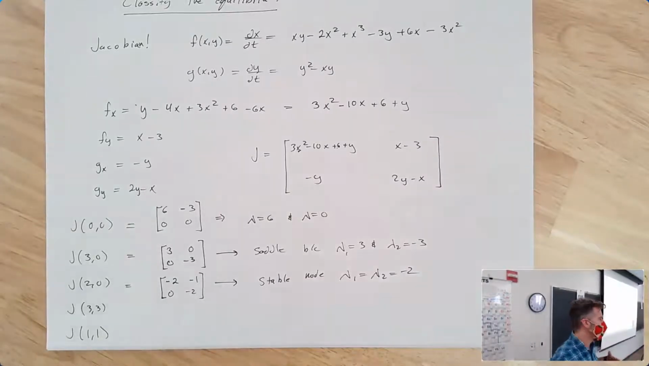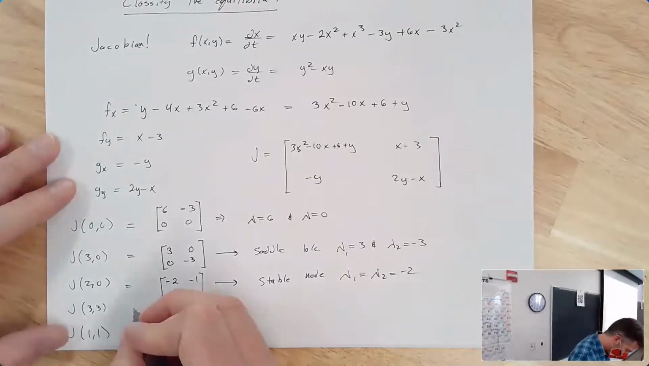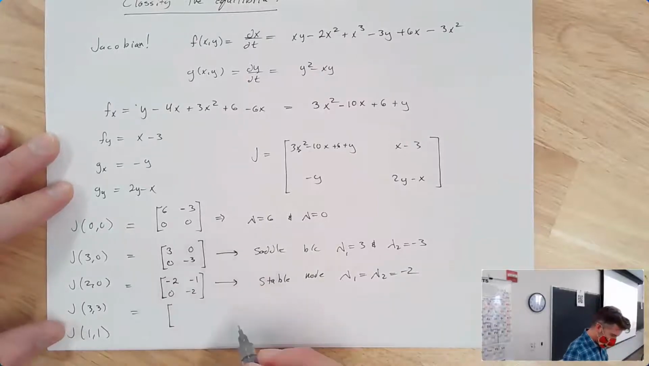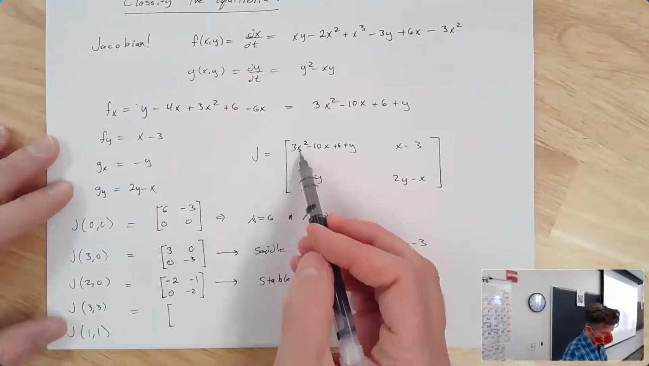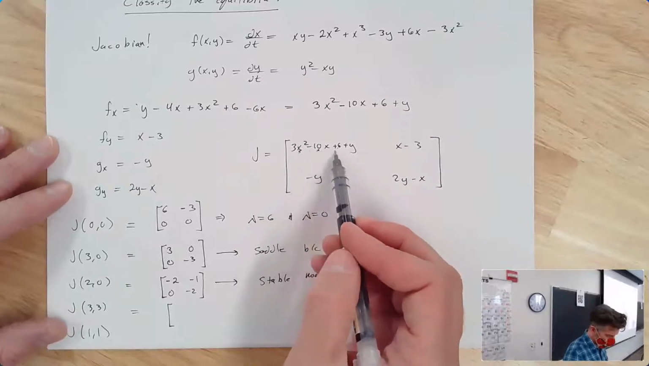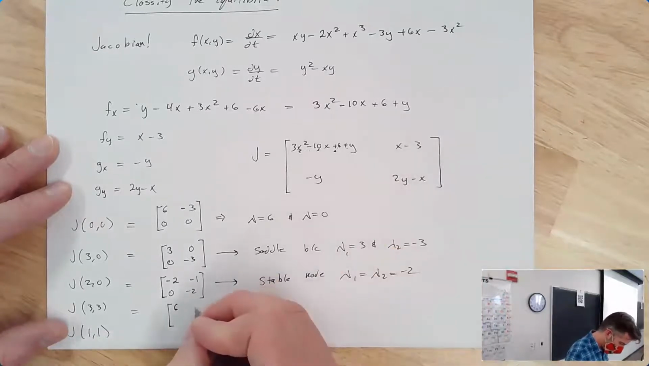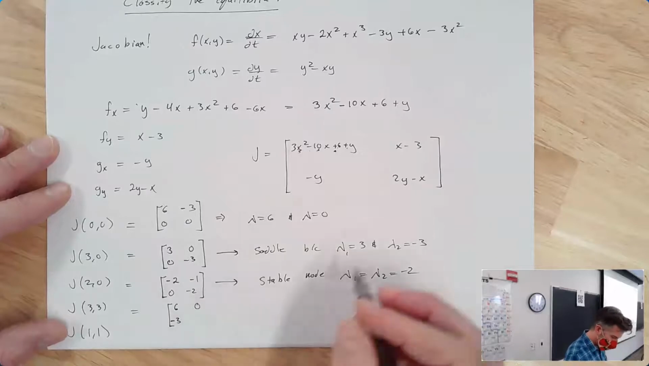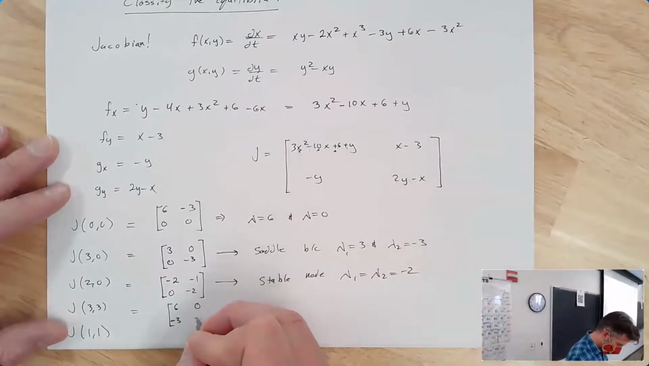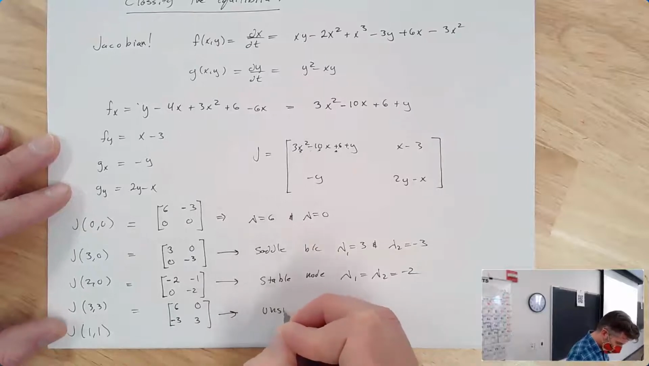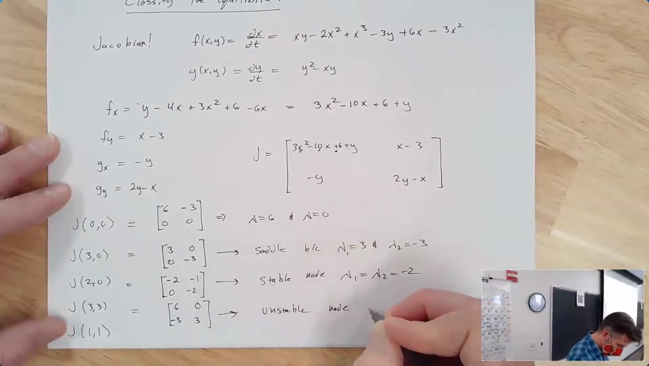It means your general solution, c1 e to the lambda 1 t times v1 plus c2 e to the lambda 2 t times v2, condenses into something nicer, but that's okay. All right, 3, 3. So 3 for x and 3 for y, we're going to get 27 minus 30 is negative 3, plus 6 is positive 3, plus another 3 is 6. Plugging in 3 for x, you get 0. Plugging in 3 for y, you get negative 3. And 3 and 3 means you get 6 minus 3, which is 3. So we have an unstable node because they're both positive.